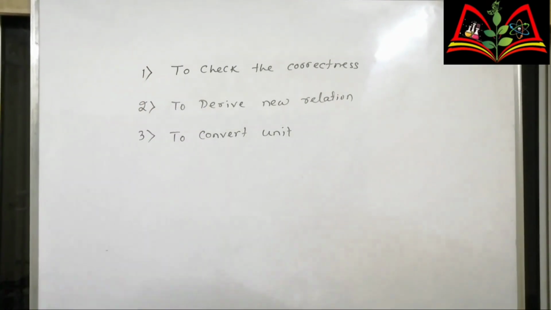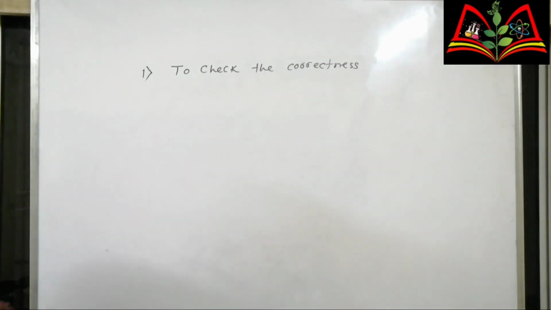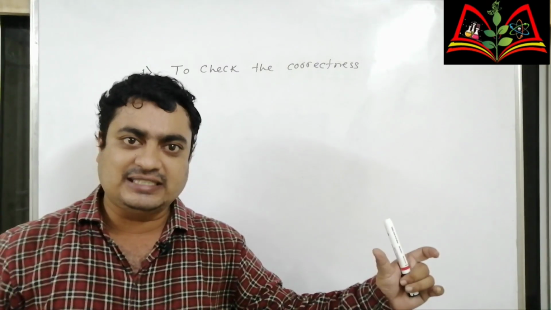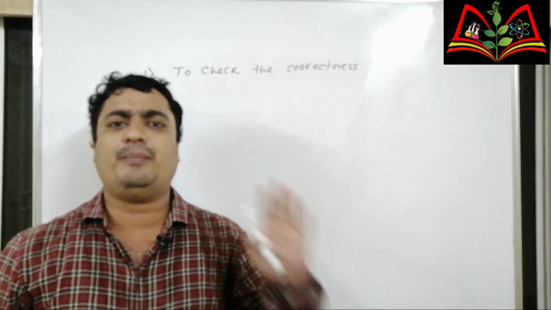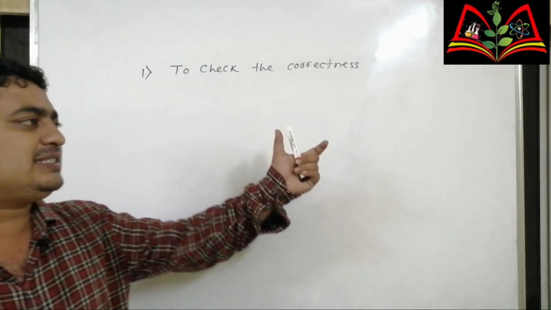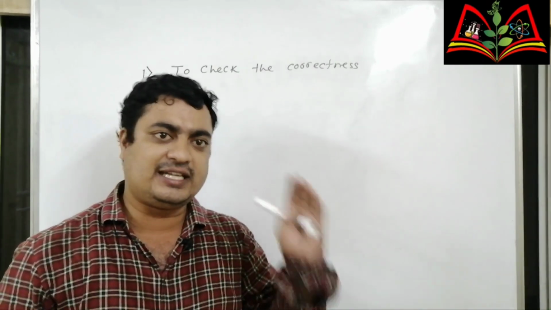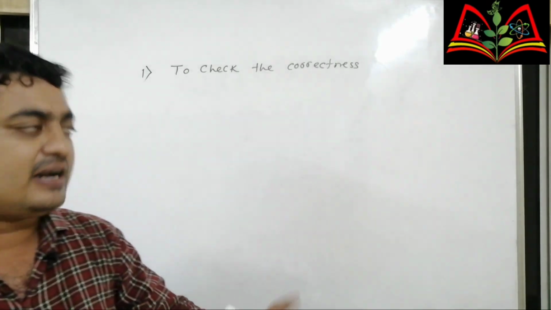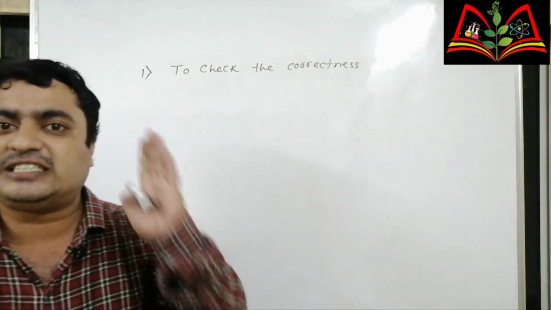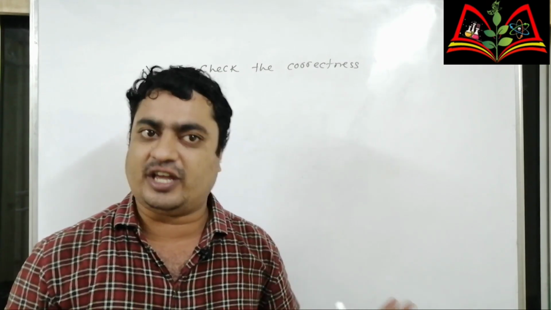Now, we'll go for the first one, to check the correctness of an equation. So, just remember that if an equation is dimensionally correct, it may or may not be actually correct. अगर एक इक्वेशन डायमेंशनली करेक्ट है तो इन रियलिटी इक्वेशन करेक्ट भी हो सकता है, रॉन्ग भी हो सकता है. पर अगर एक इक्वेशन डायमेंशनली रॉन्ग है, if an equation is dimensionally wrong, it cannot be actually correct. ये हमेशा रॉन्ग ही होगा.